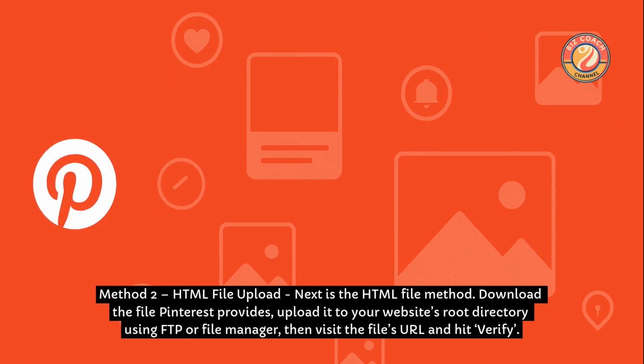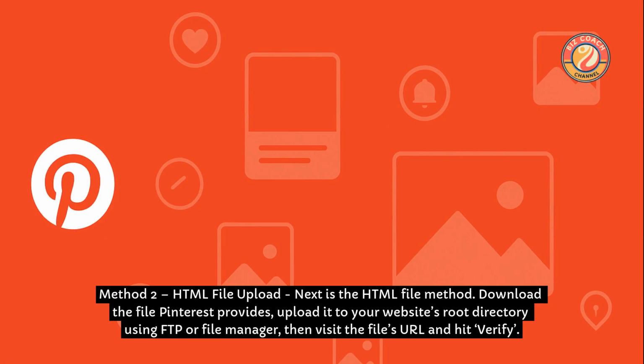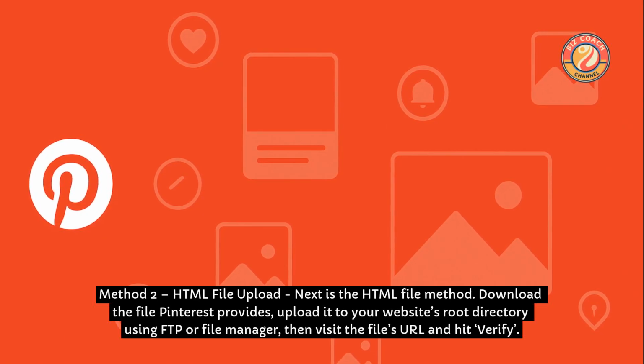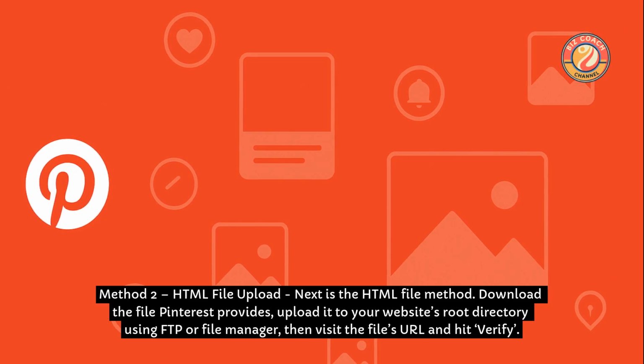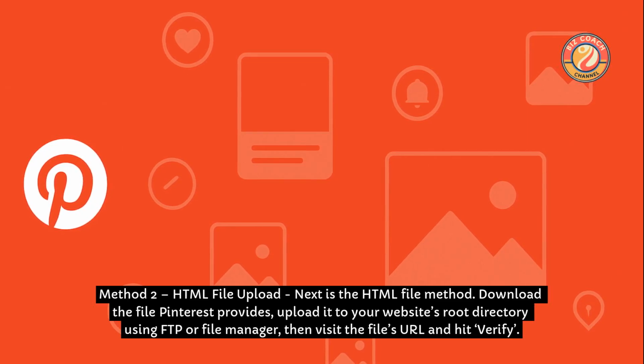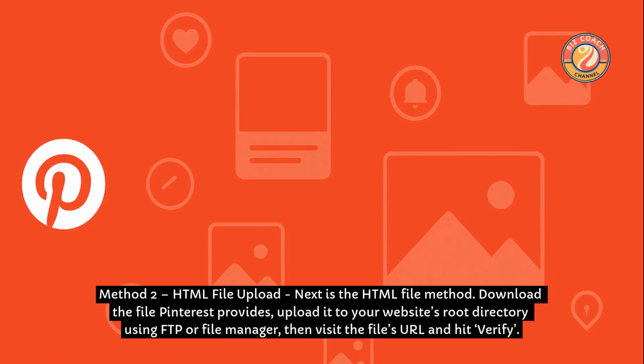Method 2. HTML file upload. Next is the HTML file method. Download the file Pinterest provides, upload it to your website's root directory using FTP or File Manager, then visit the file's URL and hit Verify.